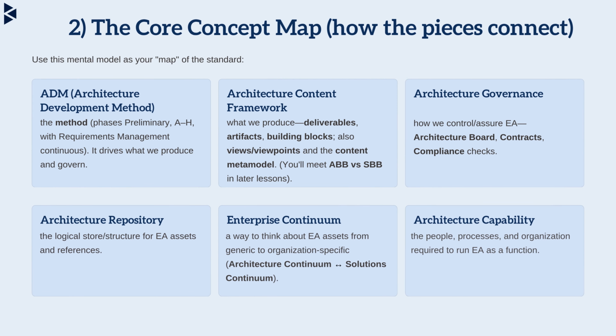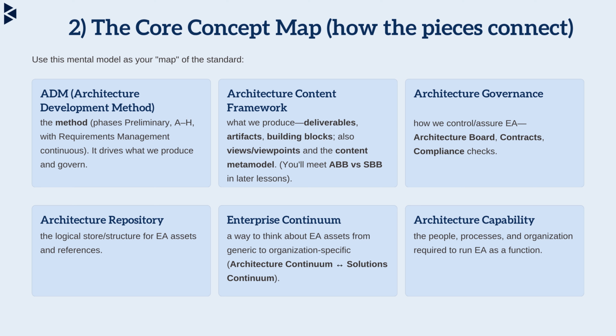The core concept map, how the pieces connect. Here's the mental model you should visualize whenever you think of TOGAF. At the center is the ADM, the Architecture Development Method. This is the methodological engine that drives what we produce and govern throughout the architecture lifecycle. Surrounding it are 5 other key concepts: the Architecture Content Framework, which defines what we produce, our deliverables, artifacts, and building blocks. It also includes views, viewpoints, and the content metamodel.